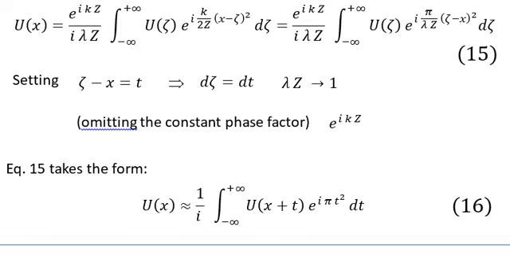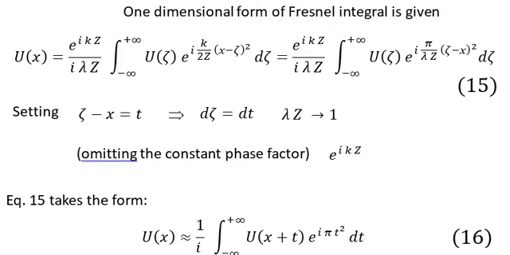In order to analyze equation number 15, we have to do some settings. That is, setting zeta minus x equal to t, so d zeta will be equal to dt, and lambda z, the scaling factor, is set equal to 1, because in physics this scaling factor would not change the physics. And we are omitting the constant phase factor at the left hand side of the integral, e to the power iota kz, because one reason is that it is outside the integral. The second is that k and z are both constant for a given z, so we can omit this.